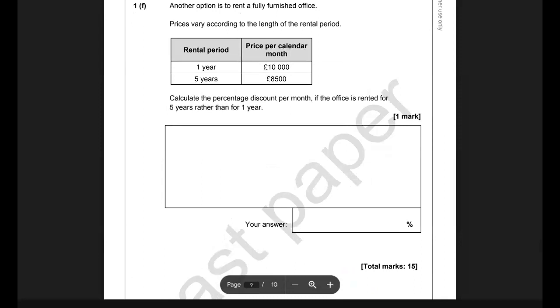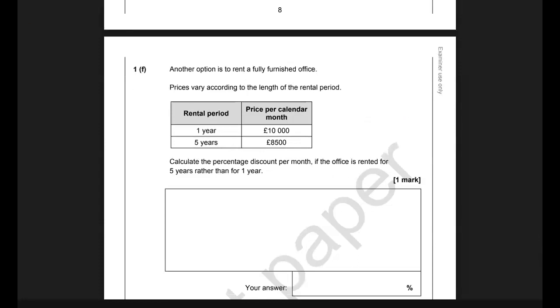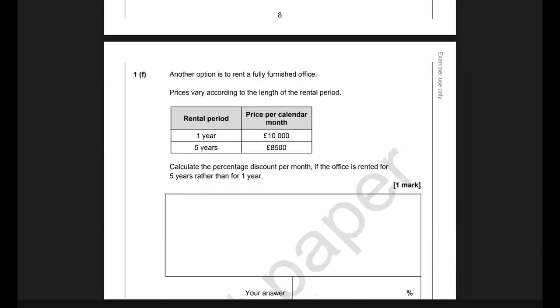So another option is to rent a fully furnished office. So this is a fully furnished office now. So the price, according to the length of the rental period, is this. Calculate the percentage discount per month if the office is rented for 5 years rather than 1 year. So 1 year is 10,000 and 5 years is 8,500. So you find the difference, then you divide that by 10,000. So that gives you 15 over 100 times 100. That gives you 15%.